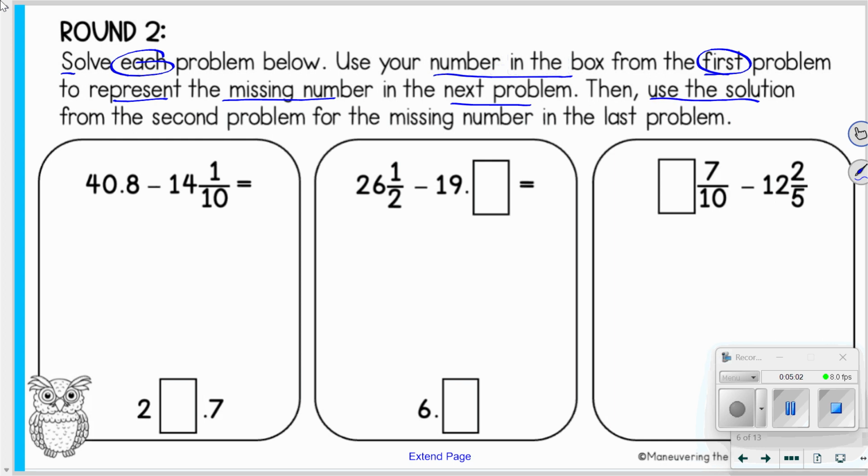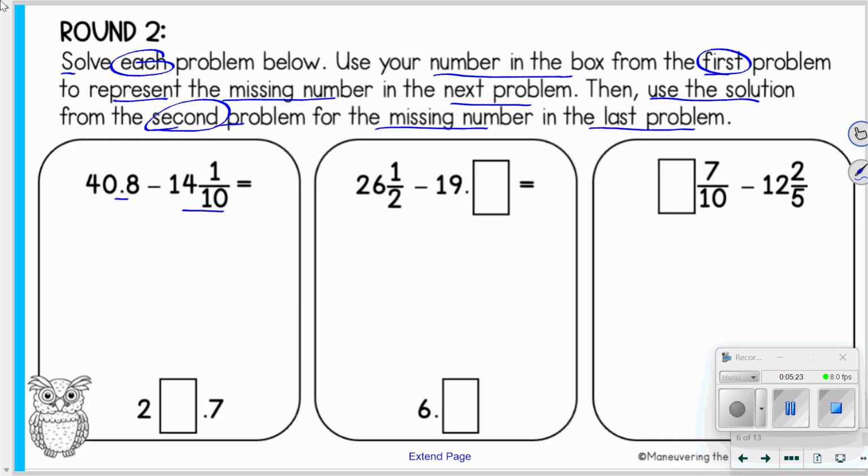Then use the solution from the second problem for the missing number in the last problem. So these all build on each other, which is why several of you had some major issues on this. Our first one, we have a decimal and a fraction. That gives you one of two options. I can turn them both to decimals or both to fractions.